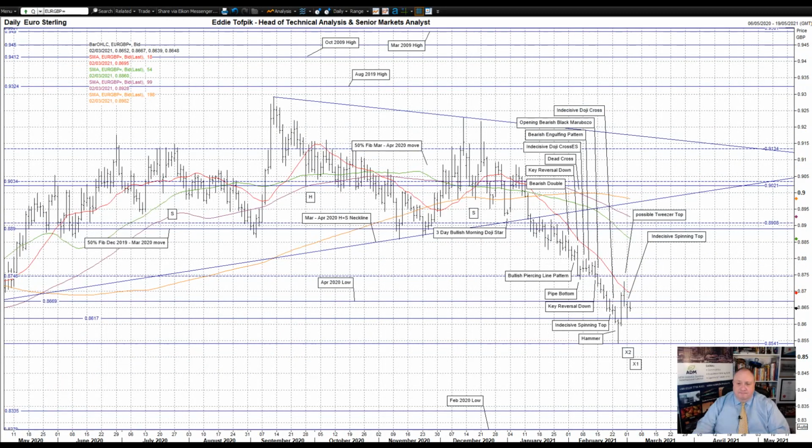Euro sterling. A stuttering follow-on lower yesterday to the previous session's possible tweezer top. Stuttering because it was an indecisive spinning top, bracketed by the overhead April 2020 low at 86.69 and the next support below at 86.17. We still have below also target X2 for the head and shoulders top at 85.15 area and target X1, the target for the recent sideways triangle. Let's wait and see. So far today, a nothing, looking like an indecisive doji cross right now.